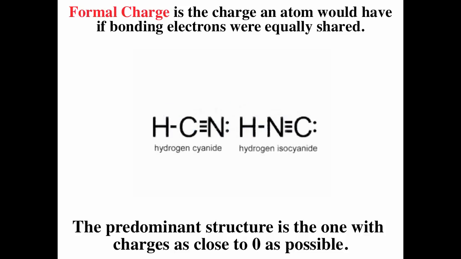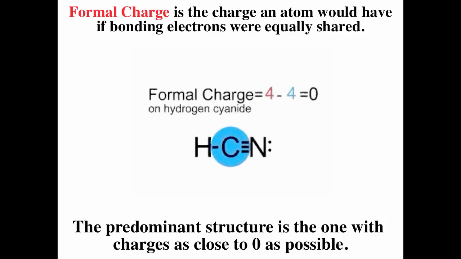Consider the isomeric compounds, hydrogen cyanide and hydrogen isocyanide. Both structures have octets of electrons about carbon and nitrogen. The formal charge on carbon in hydrogen cyanide is 0. Similarly, the formal charge on nitrogen is 0. In hydrogen isocyanide, the formal charge on carbon is -1. The formal charge on nitrogen is +1.